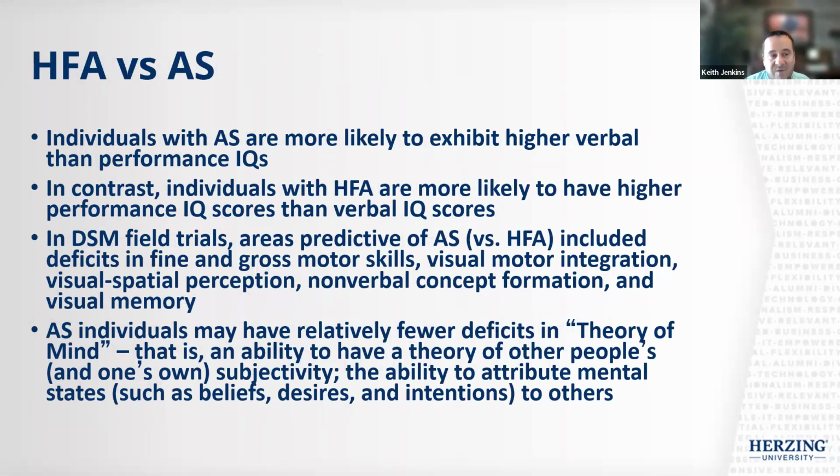High functioning autism or Asperger's versus autism spectrum. Individuals with autism spectrum are more likely to exhibit higher verbal than performance IQs. In contrast, individuals with Asperger's are more likely to have higher performance IQ scores than verbal IQ scores. They found in DSM field trials that areas more predictive of autism spectrum versus Asperger's included deficits in fine and gross motor skills, visual motor integration, visual spatial perception, nonverbal concept formation, and visual memory. Autism spectrum individuals may have relatively fewer deficits in theory of mind, that is, an ability to have a theory of other people's subjectivity, if that makes sense.